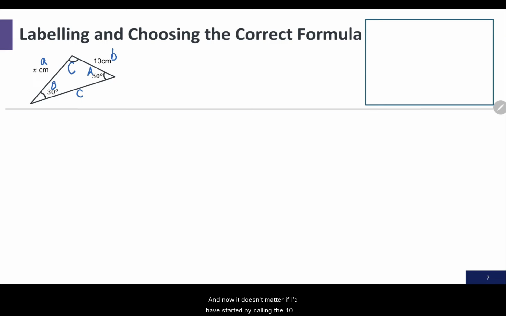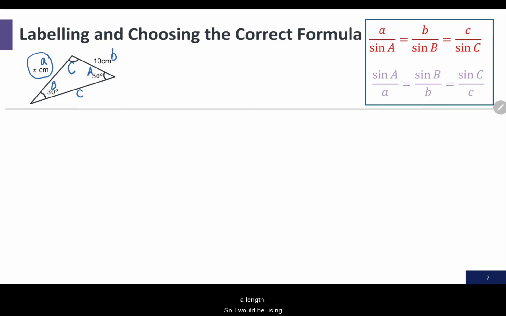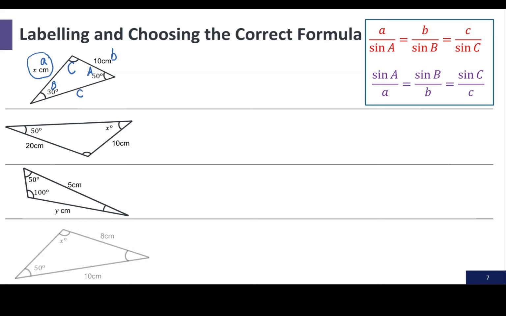And it doesn't matter if I'd started by calling the 10 centimeter side lowercase a. That would just mean that the opposite angle, the 30-degree angle, would have been capital A. So if I were solving this problem, I'm trying to find a length, so I would be using the red formula there.